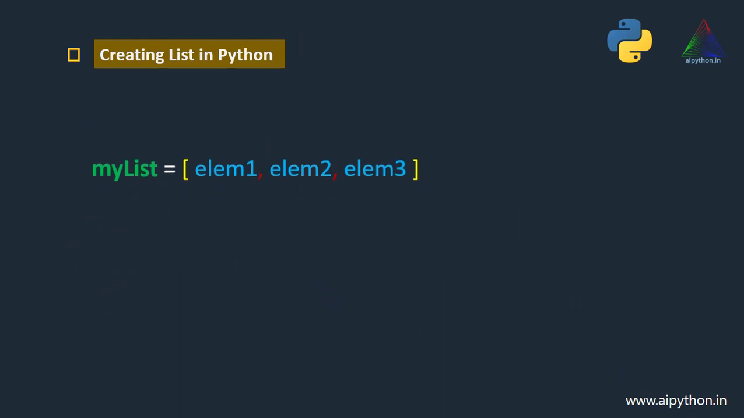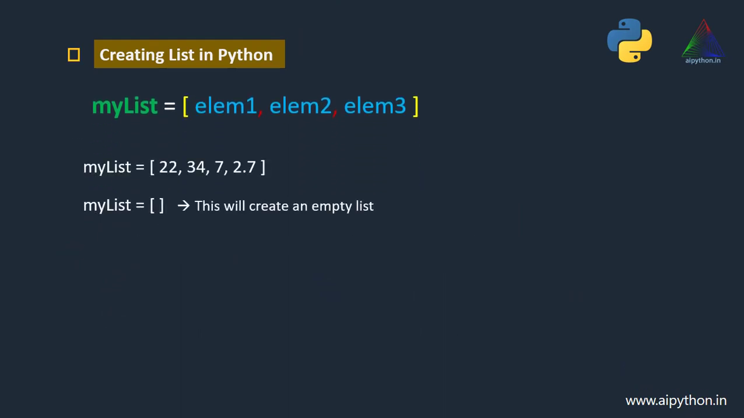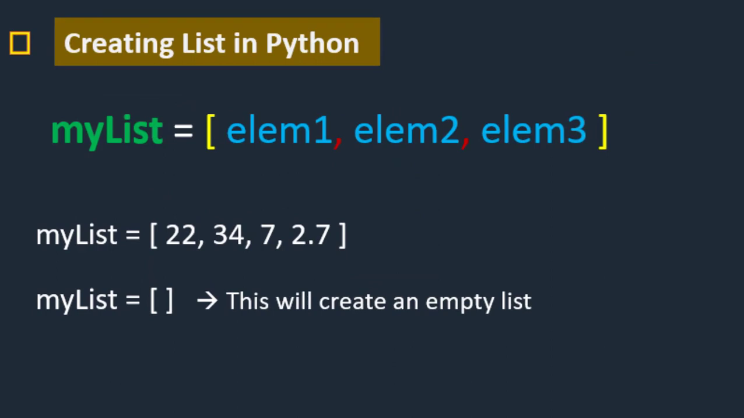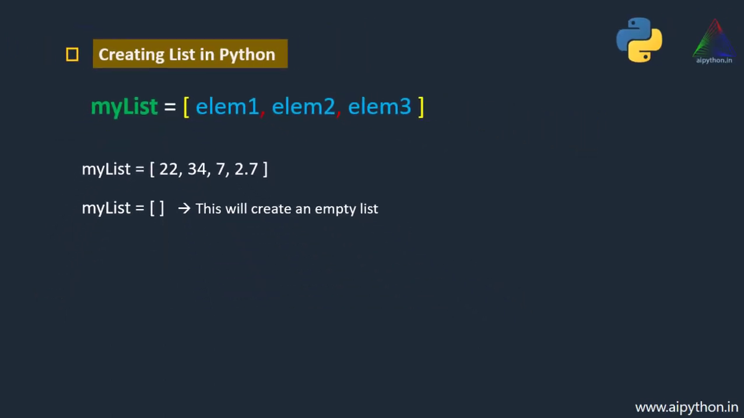Here is an example of a list created in Python. We'll also see it in real time using the Python command line interface. You can create a list by writing your list name followed by the assignment operator and then the elements of the list in square brackets separated by commas.